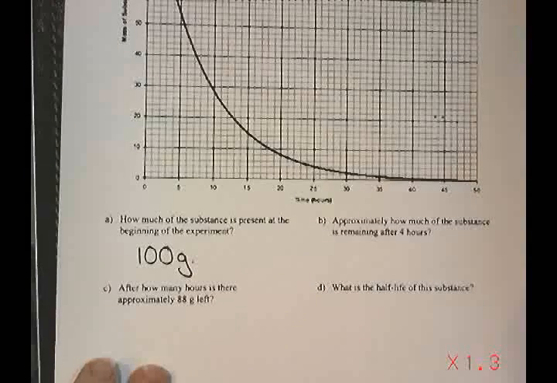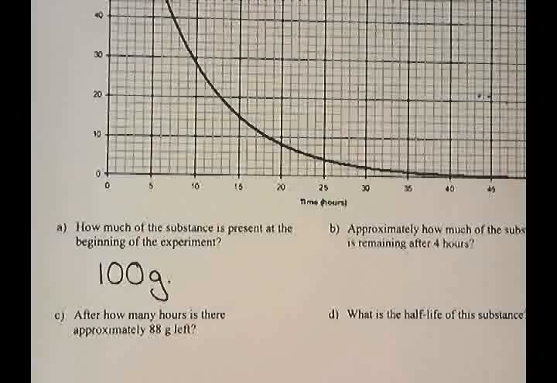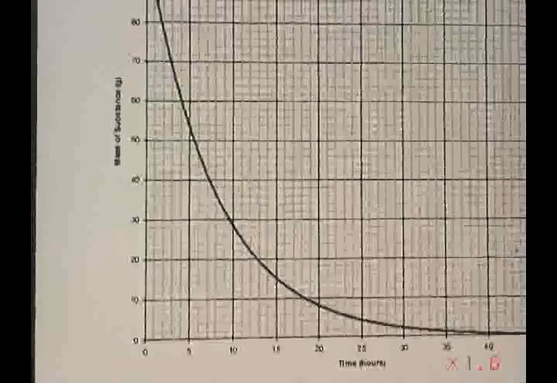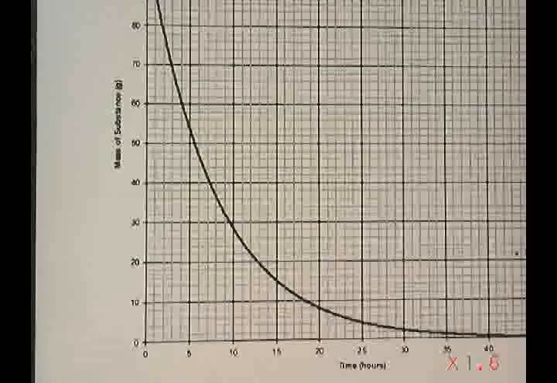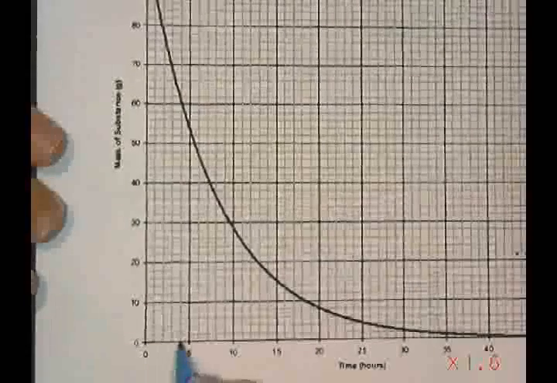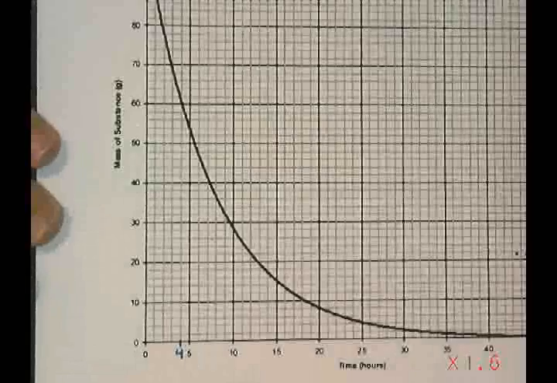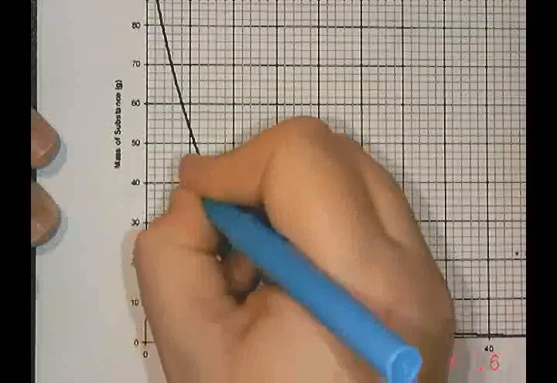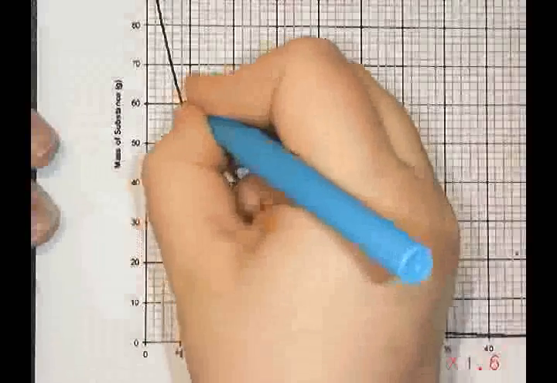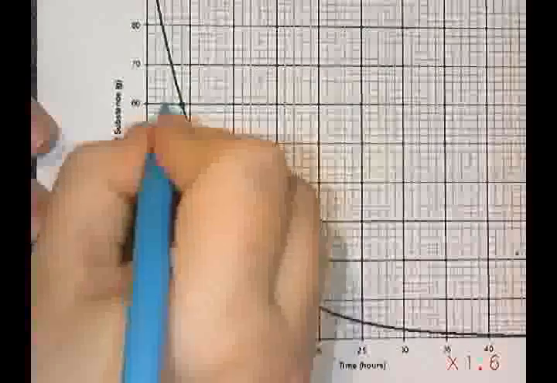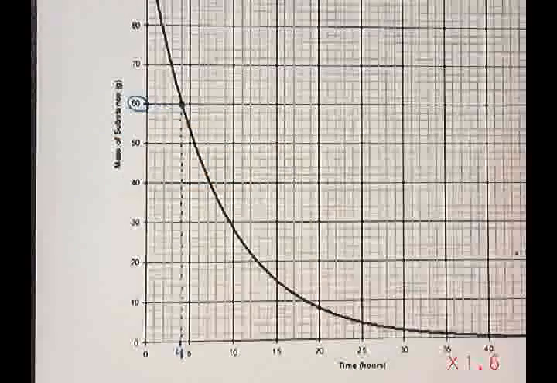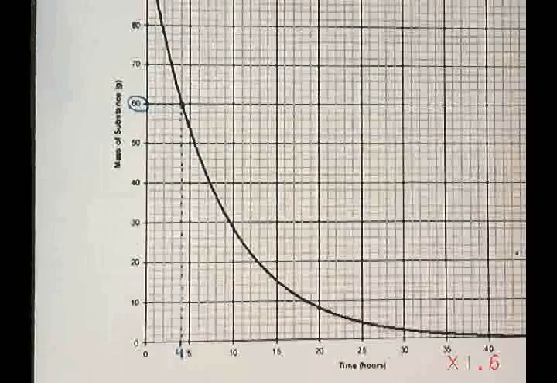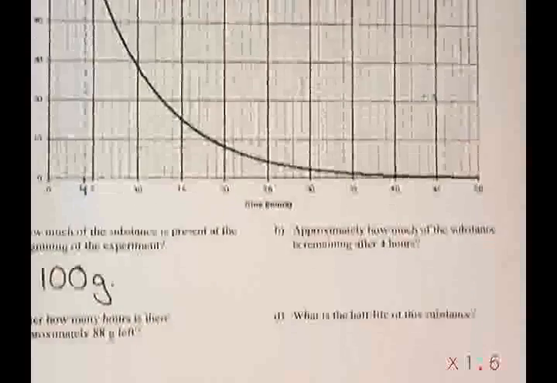All right, the second part says approximately how much of the substance is remaining after 4 hours. So to do this one, what I want to do is take a look at my graph, find the 4-hour mark, which would be the line just before the 5, and then I'm going to follow that up until I hit the curve, and then I'm going to follow that across, and to me it looks like roughly 60 grams would be remaining after 4 hours.